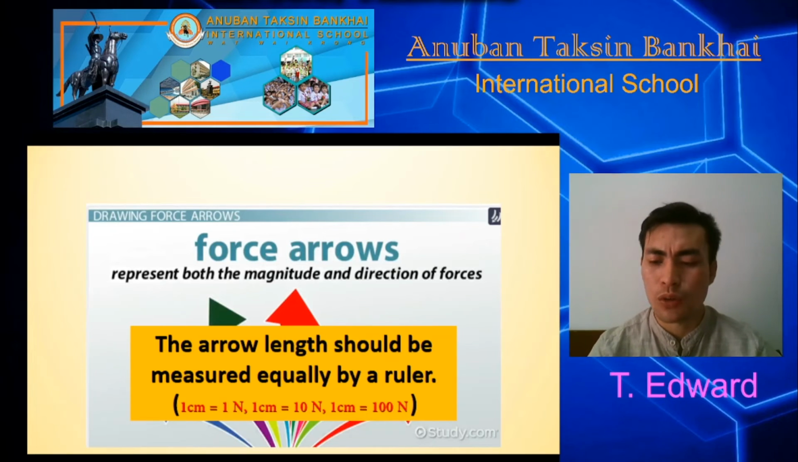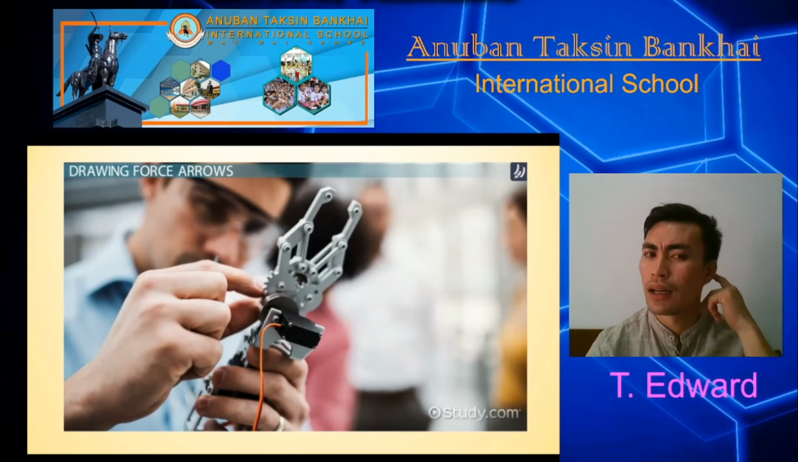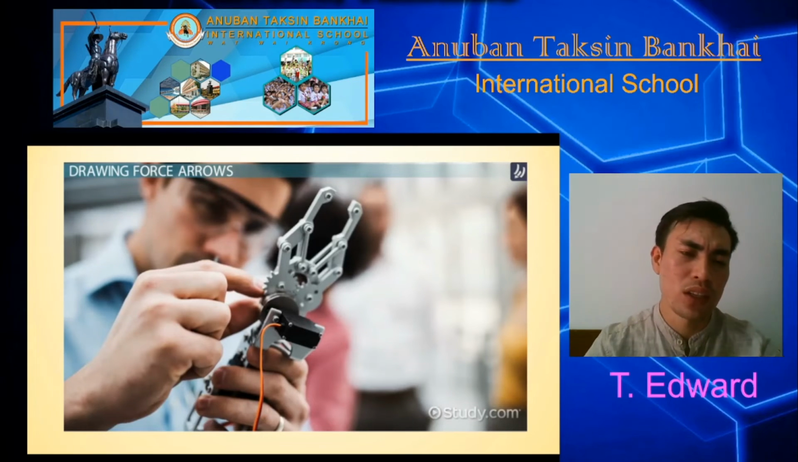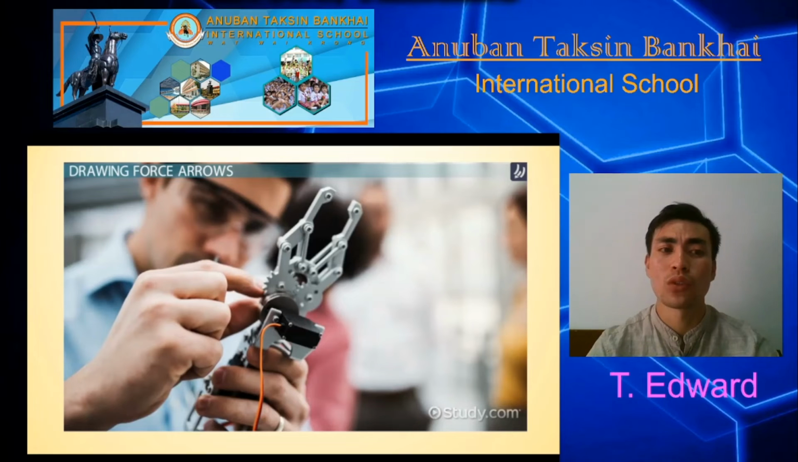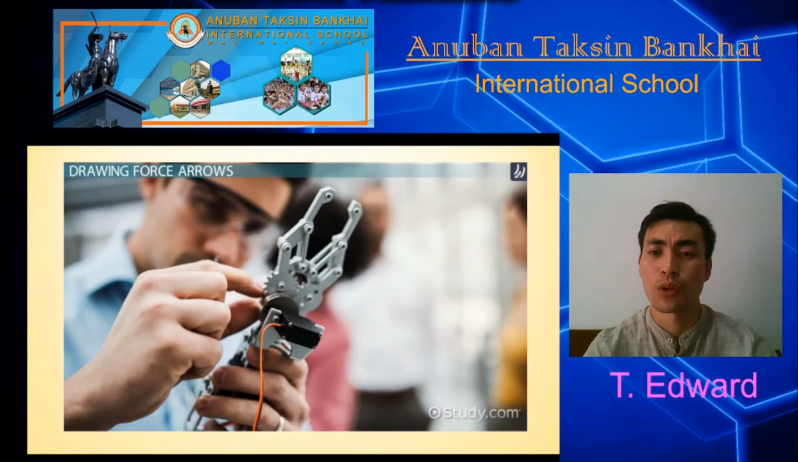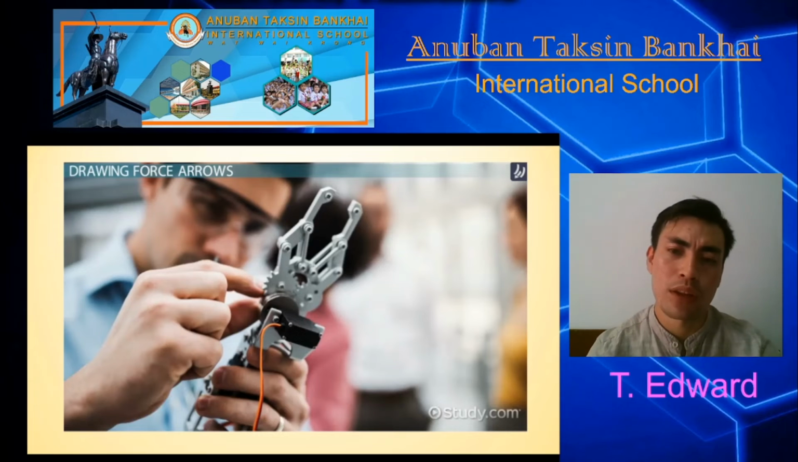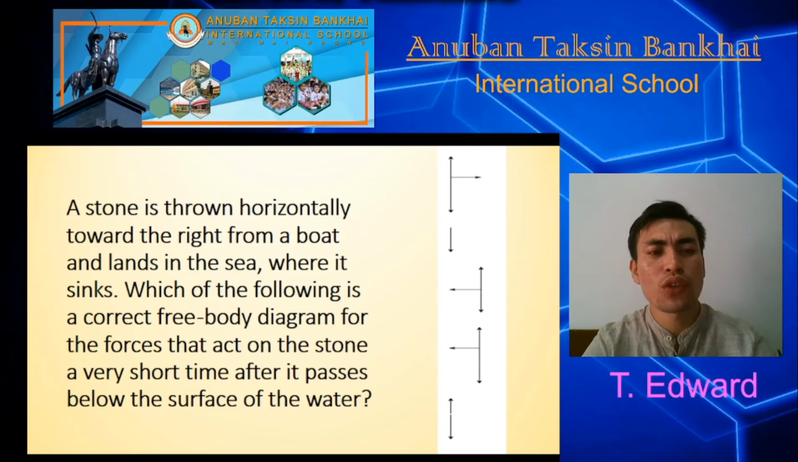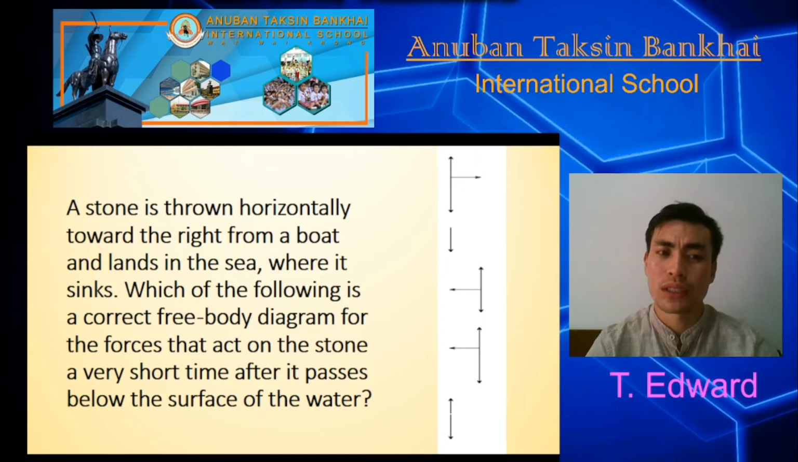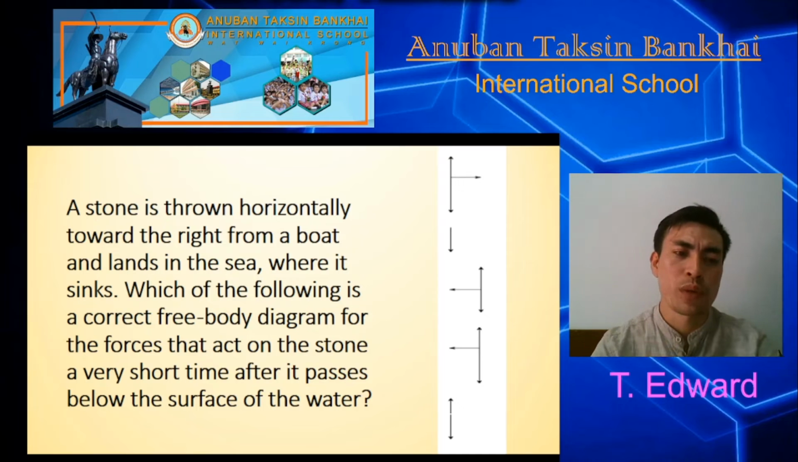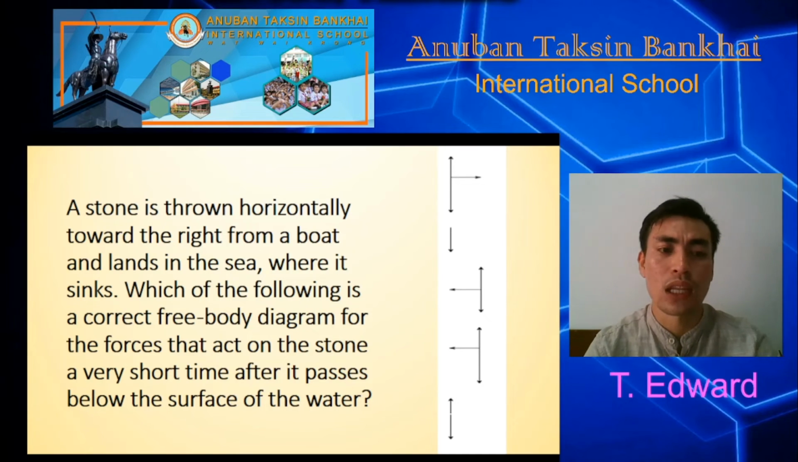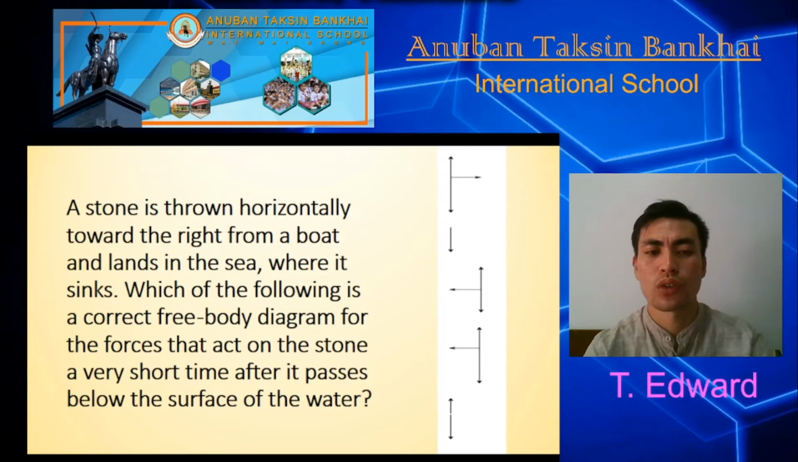Okay, now let's try. Engineers, when they draw these force arrows, need to be very accurate, because the arrowheads and the force arrows are very important. Now let's practice. Here, a stone is thrown horizontally toward the right from a boat and lands in the sea, where it sinks. Which of the following is the correct free body diagram for the forces that act on the stone a very short time after it passes below the surface of the water?